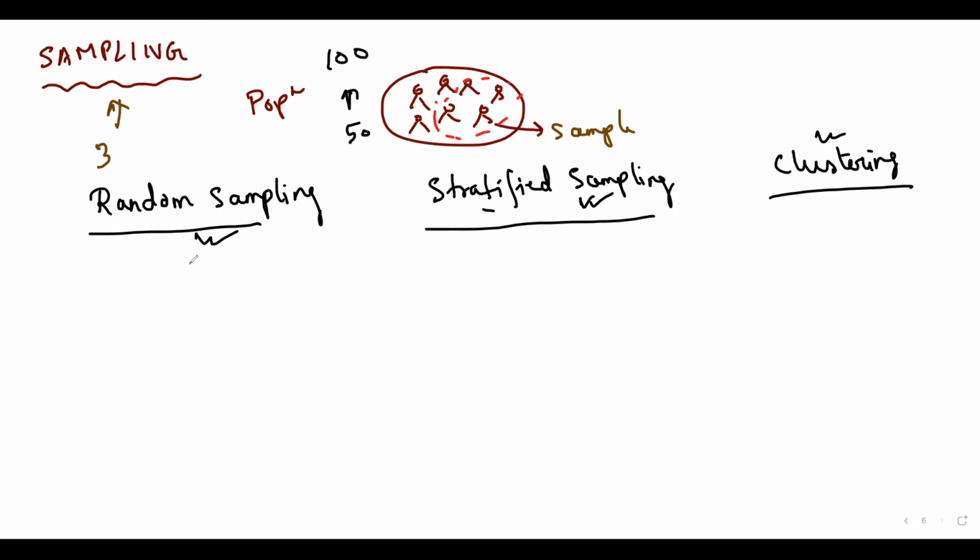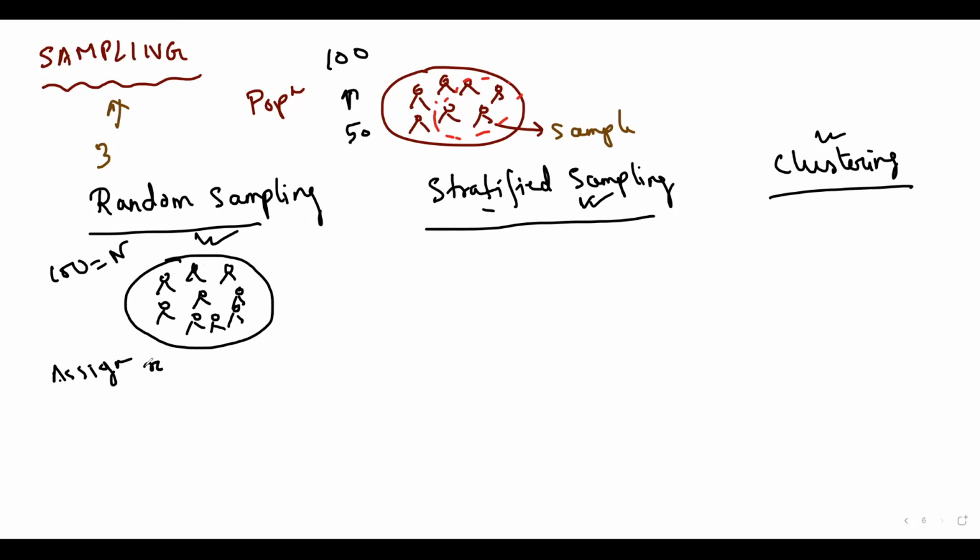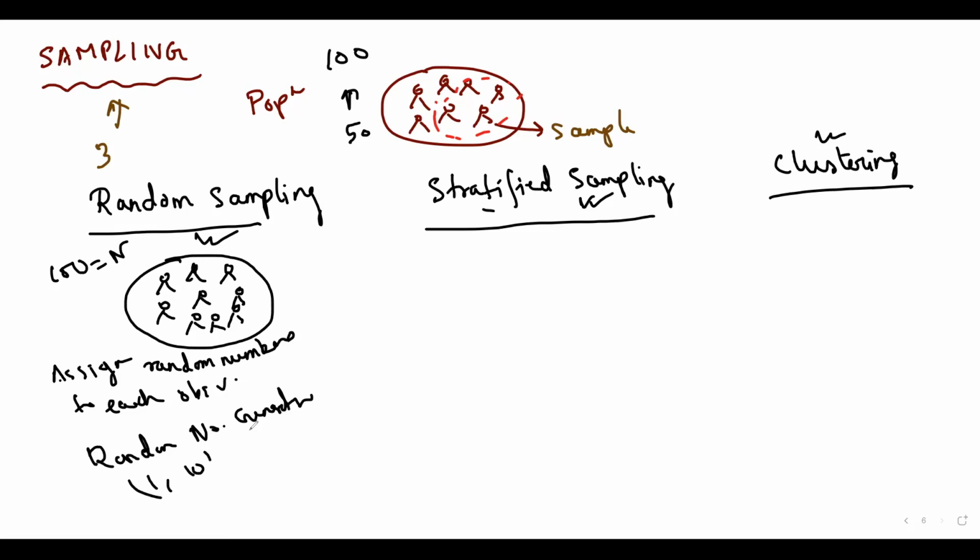In random sampling, let's say we have a population of many people, let's say 100, the total number of observations. What we do is assign random numbers to each of these persons or observations. Then we use a random number generator, and we generate numbers, let's say from 1 to 10. We have already allocated numbers to each person: 1, 2, 3, 4, 5, 6, 7, 8, 9, like this. So we assign numbers to each observation.